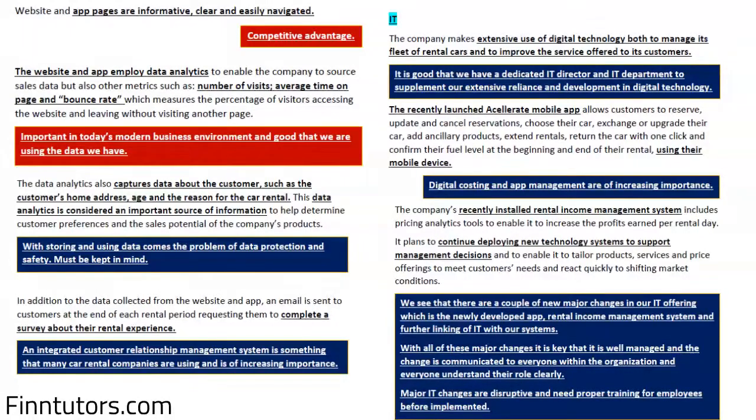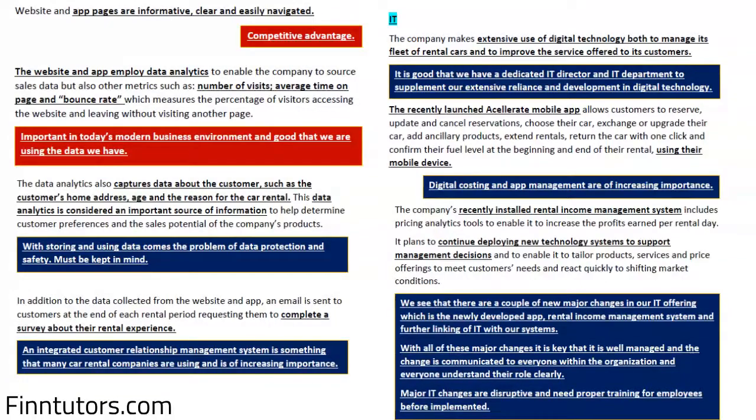So, digital costing and app management are of increasing importance, which is part of my P1 syllabus. The company's recently installed rental income management system, which is part of the fleet management process, includes pricing analytics tools to enable it to increase the profits earned per rental day. It helps you price better, price with more information. So the price that you give to the customer is more accurate and helps you generate more revenue.